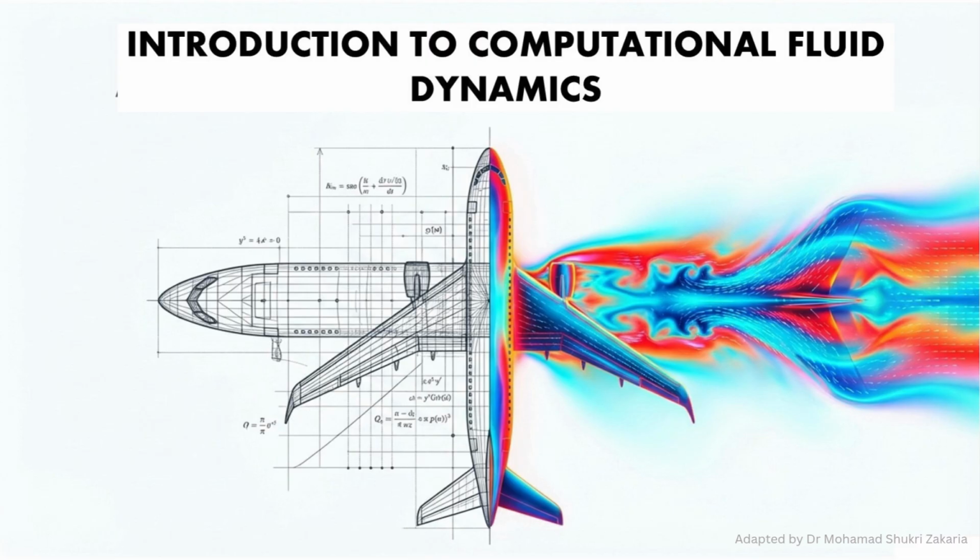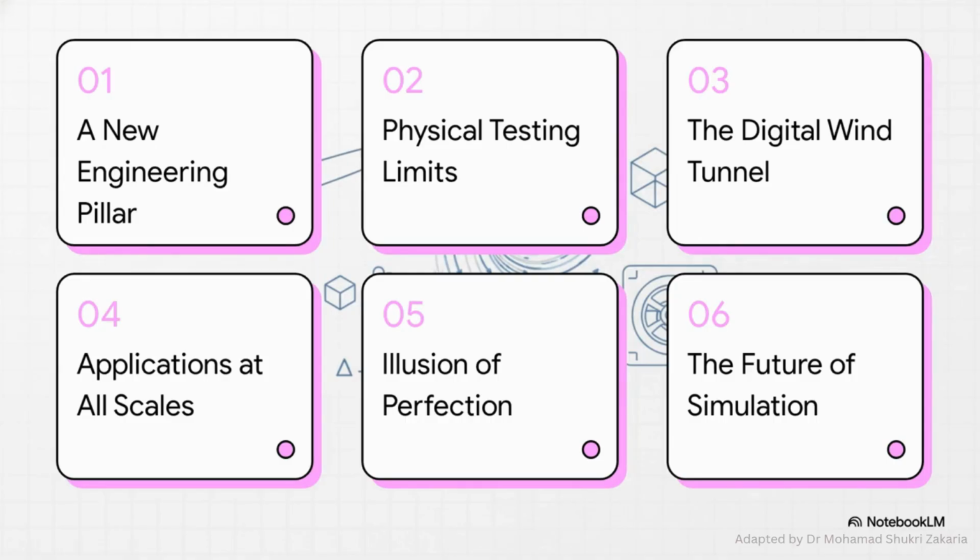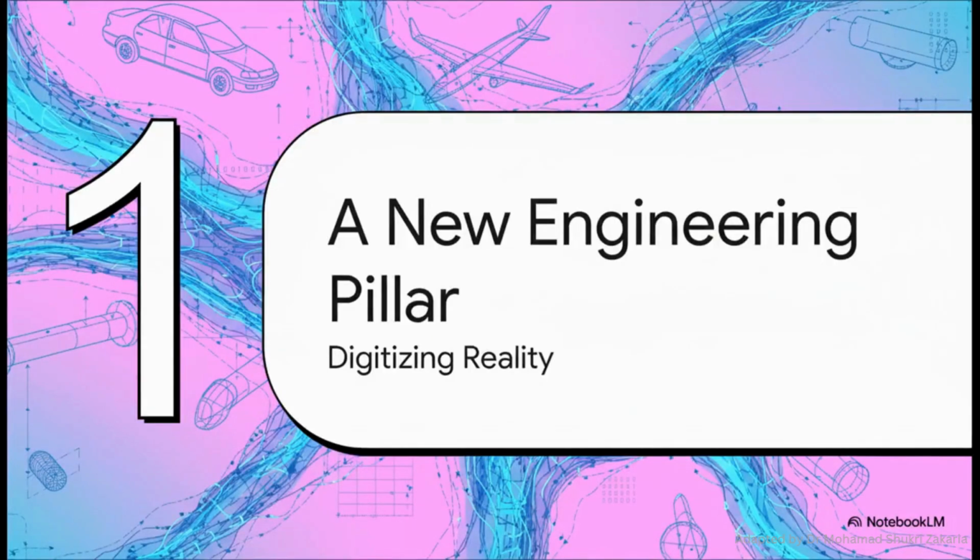So here's how we're going to break it all down. First, we'll look at why CFD is considered a whole new pillar of engineering. Then, we'll take a step back and see what engineers were up against with old-school physical testing. From there, we'll see how CFD became the digital wind tunnel and explore just how wide-ranging its applications are. And this is important. We'll also confront the very real dangers of misusing it before finally looking ahead to the future of simulation.